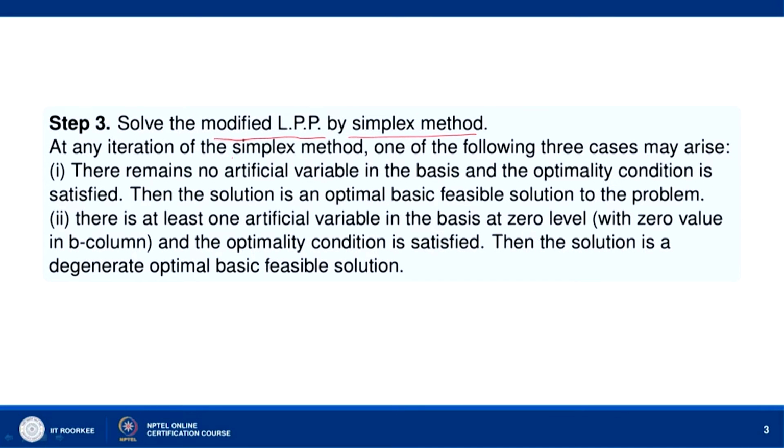At any iteration of the simplex method, the following three cases may arise. First case is that there remains no artificial variable in the basis and the optimality condition is satisfied. Then the solution is an optimal basic feasible solution to the problem. The other case could be that there is at least one artificial variable in the basis at zero level, that means zero value in the V column, and the optimality condition is satisfied. Then we say that the solution is a degenerate optimal basic feasible solution.